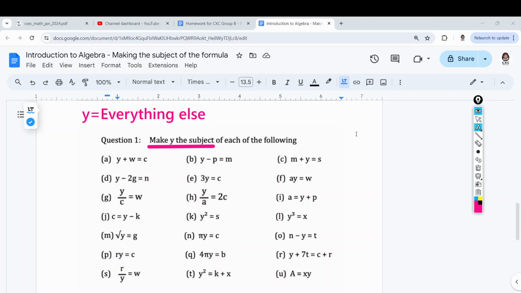Let's go at number one. Number one is really easy. It says y + w = c.